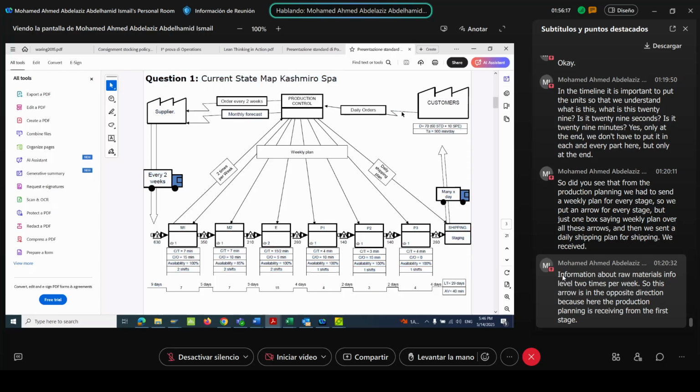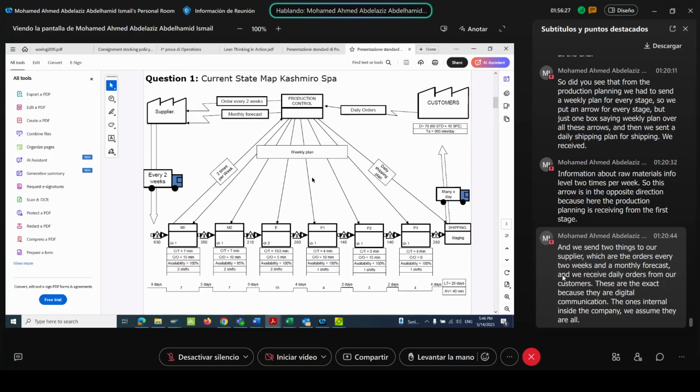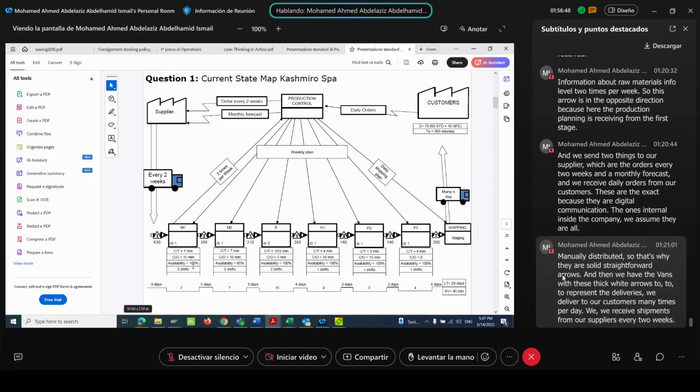And we receive daily orders from our customers. These are zigzag because they are digital communication. The ones internal inside the company, we assume they are all manually distributed. So that's why they are solid, straightforward arrows. And then we have the vans with these thick white arrows to represent the deliveries. We deliver to our customers many times per day. We receive shipments from our suppliers every 2 weeks. So clear, current state, is it clear?